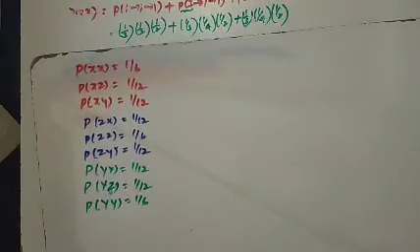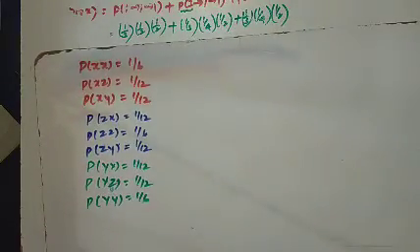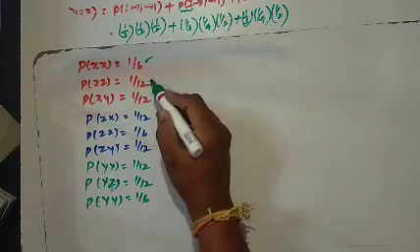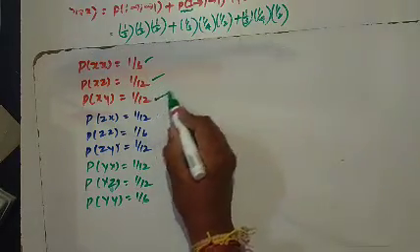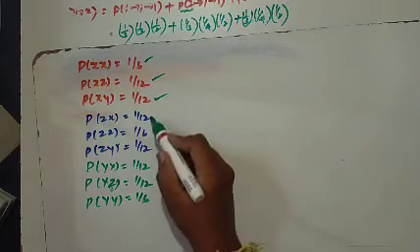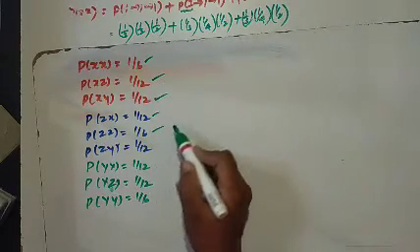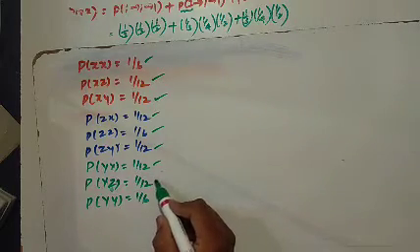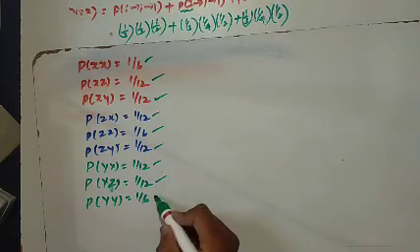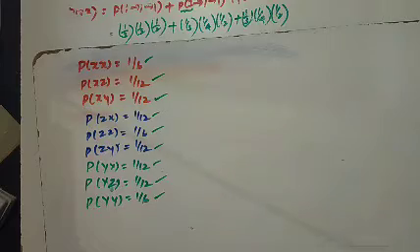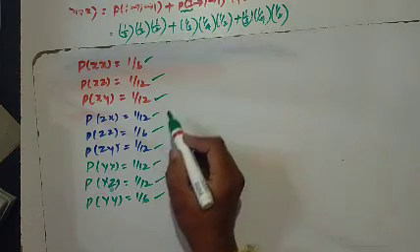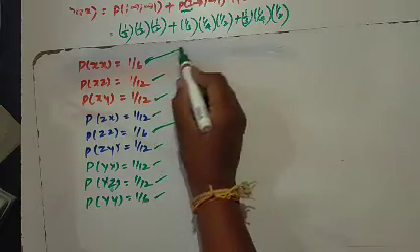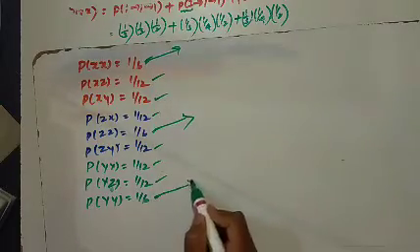While solving this, you get the probability of occurrence of xx is 1 by 6, xz is 1 by 12, xy is 1 by 12, zx is 1 by 12, zz is 1 by 6, zy is 1 by 12, yx is 1 by 12, yz is 1 by 12, and yy is 1 by 6. See that the probability of occurrence of the same symbols in this problem is the same, that is 1 by 6.